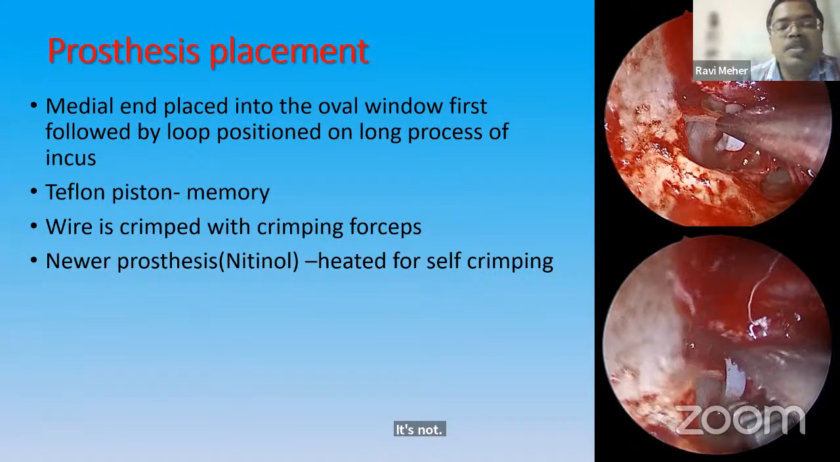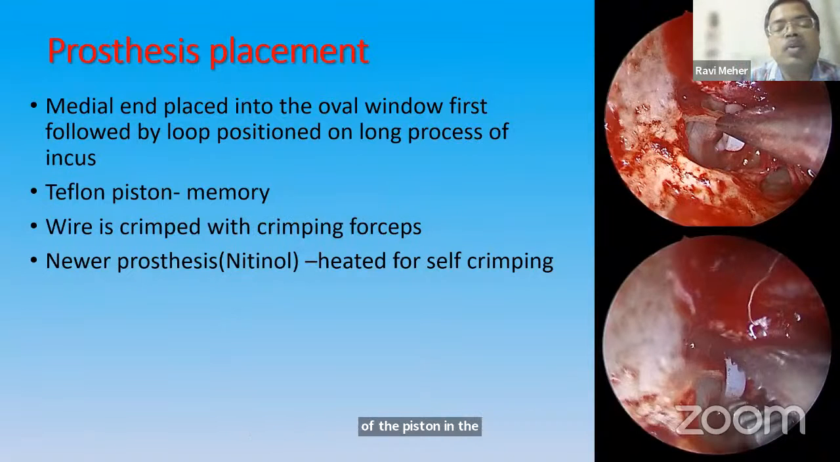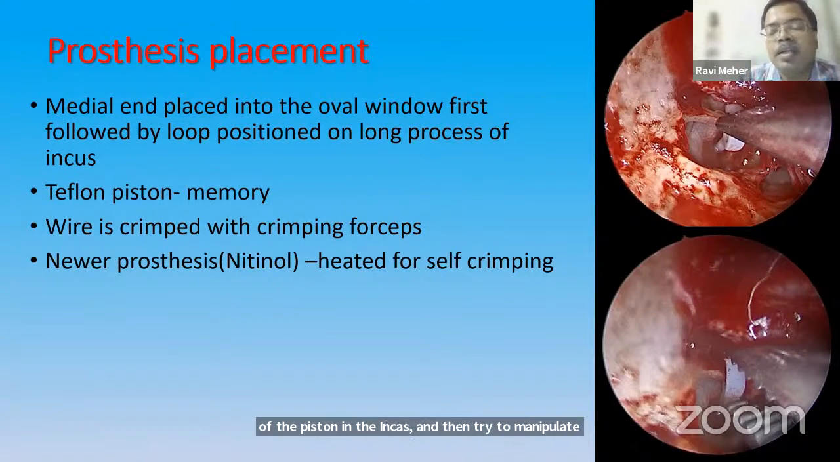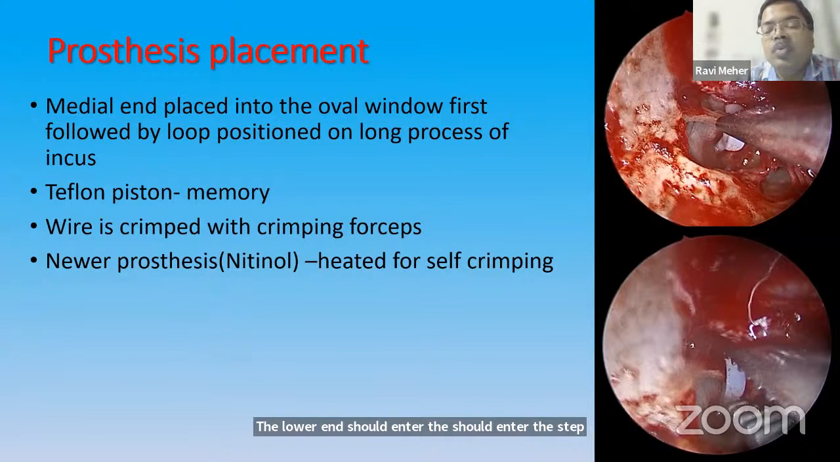So this is a Teflon piston, and the medial end of the piston actually should go into the foot plate first, right? So that is the most important. You can't insert the loop of the piston in the incus and then try to manipulate the lower end into the foot plate. That is not a good idea. So just hold the piston with the fine crocodile forceps from the loop up, and then straight away go into the stapedotomy which you have created. The lower end should enter the stapedotomy, and then you try to pass on the loop over the incus.